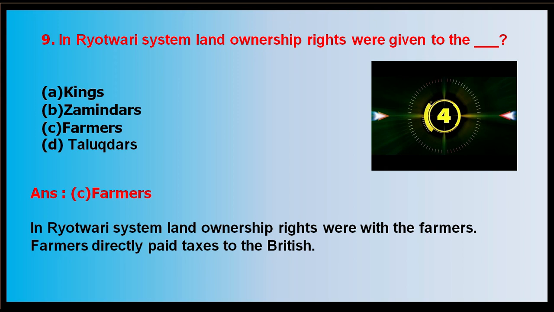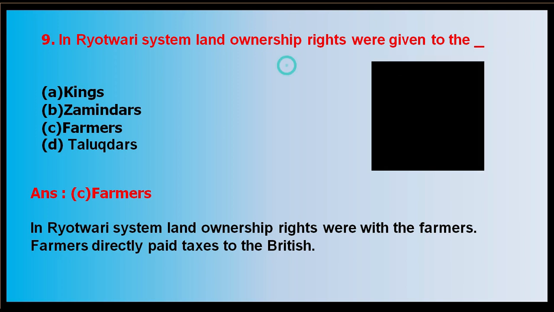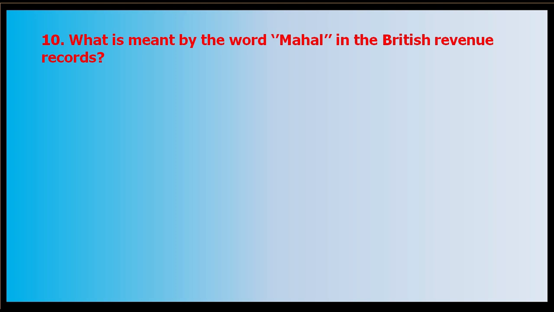They directly paid the taxes to the Britishers. So basically farmers were the owners of their own land in the Ryotwari system. There was no mediator. Farmers directly paid the taxes to the Britishers, British officials. Moving to question number 10.